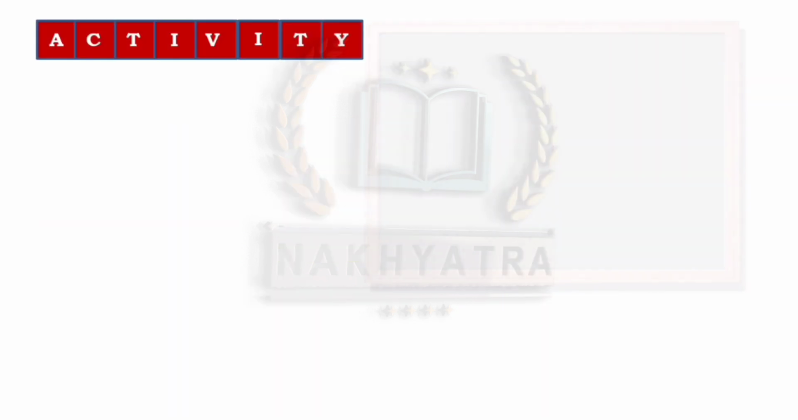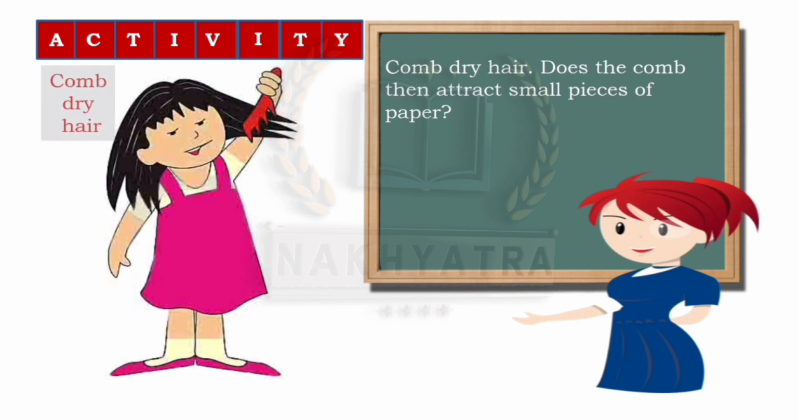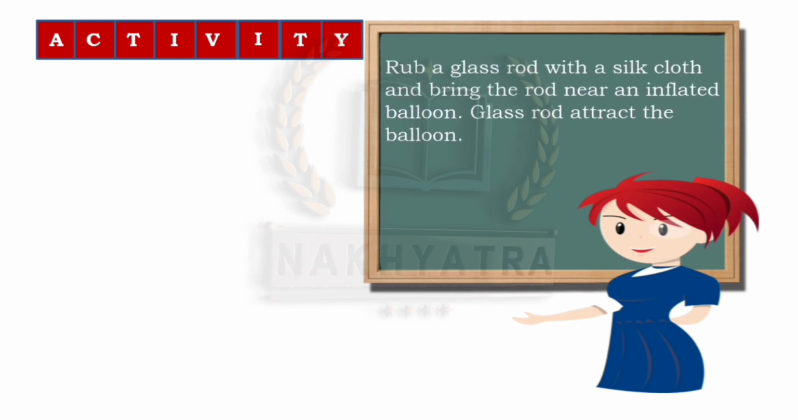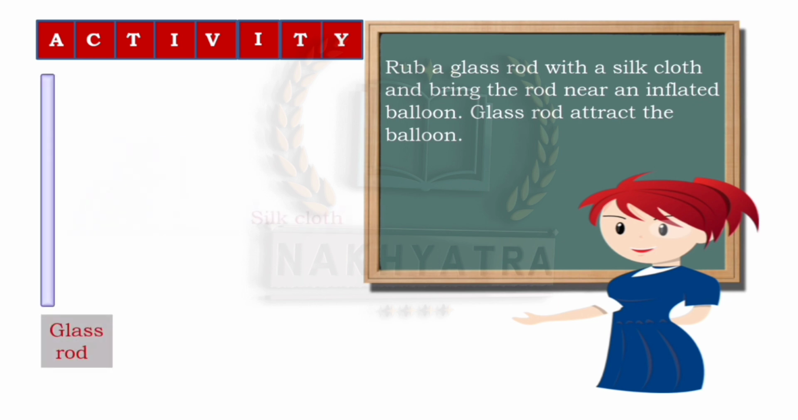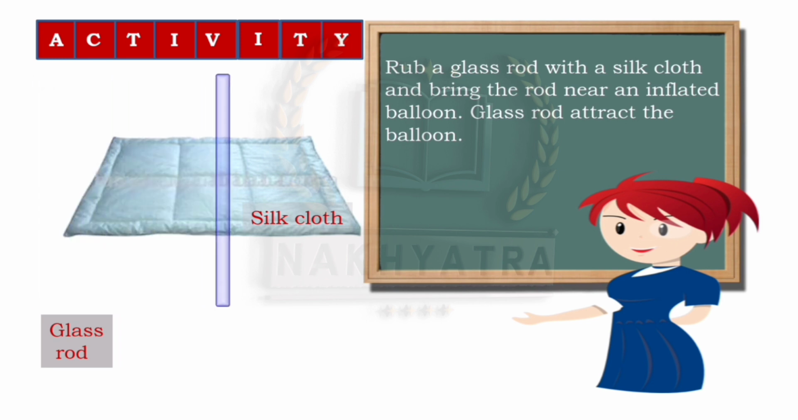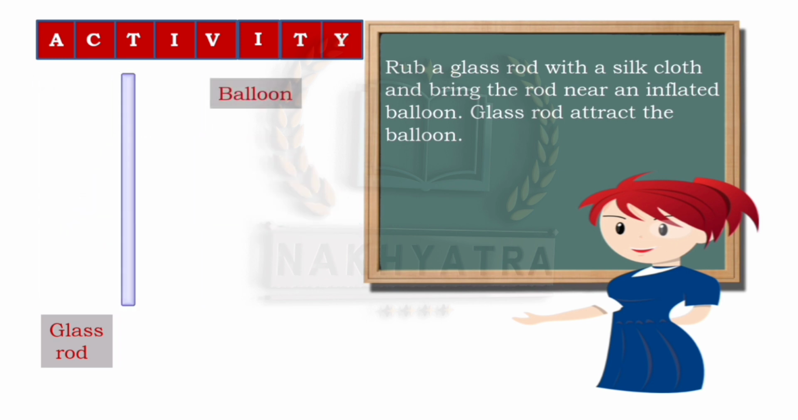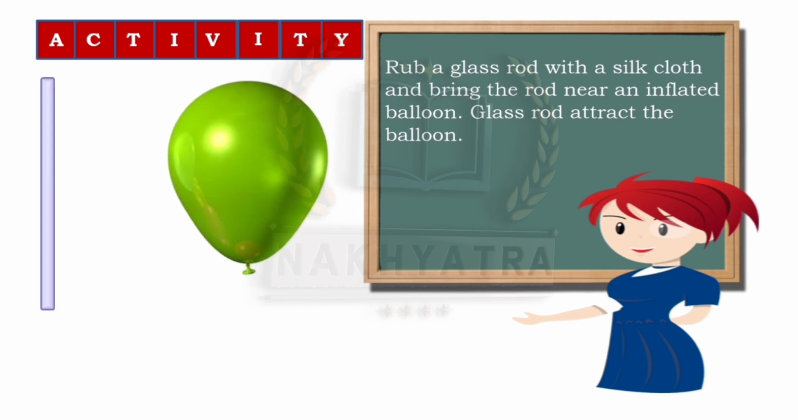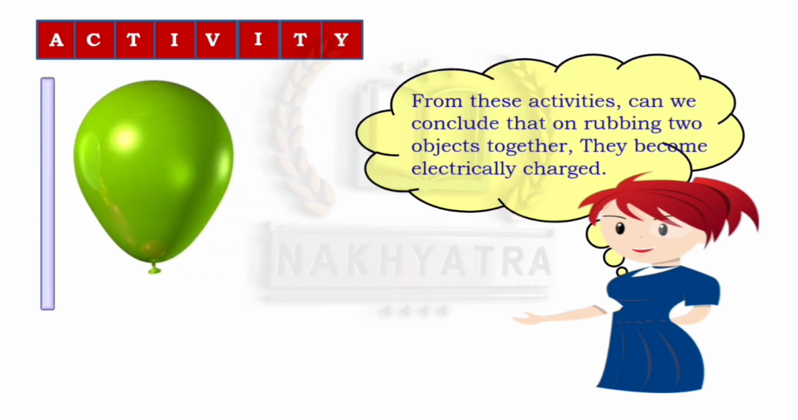Now let us do an activity. Comb dry hair. Does the comb then attract small pieces of paper? Of course, the comb will attract the small pieces of paper. Now take a glass rod and a silk cloth. Rub the glass rod with the silk cloth and bring the rod near an inflated balloon. Let us see what happens. The glass rod attracts the balloon. Now what do you observe?